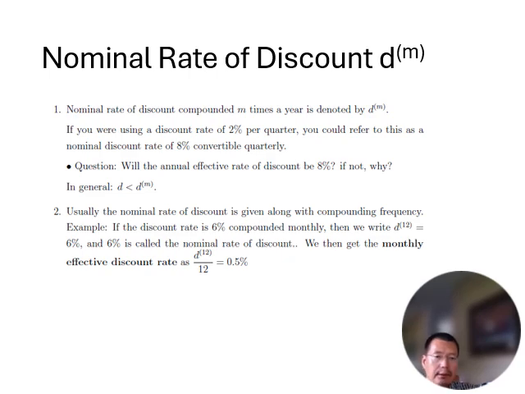It's similar to the concept of when you have an effective rate of interest of 8% and a nominal rate of interest of 8%. They are different. In general, the effective rate d is less than d_m. Usually, the nominal rate of discount is given along with the compounding frequency. For example, if the discount rate is 6% compounded monthly, then we write d_12 equals 6%. And 6% is called the nominal rate of discount. We then get the monthly effective discount rate as d_12 over 12 equal to 0.5%. I think this is a relatively easy concept.